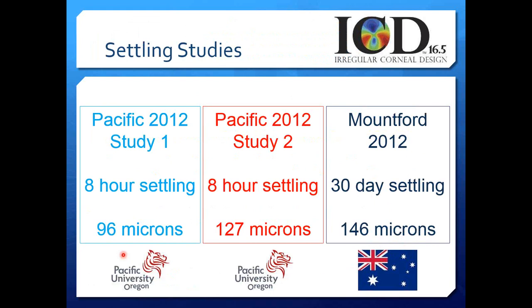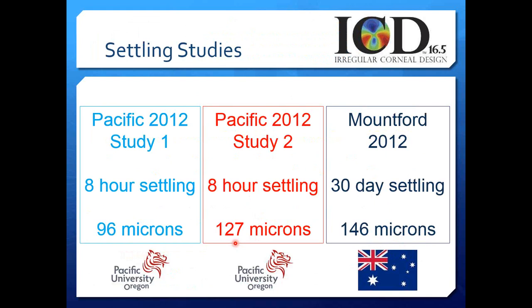And that initial study was followed up by others. The second study that we did looked at a similar number of patients. It was around 15, and over an 8-hour period we found in the second study the average settling was about 127 microns of loss in apical clearance. So the lenses sunk into the conj by about 127 microns over 8 hours.